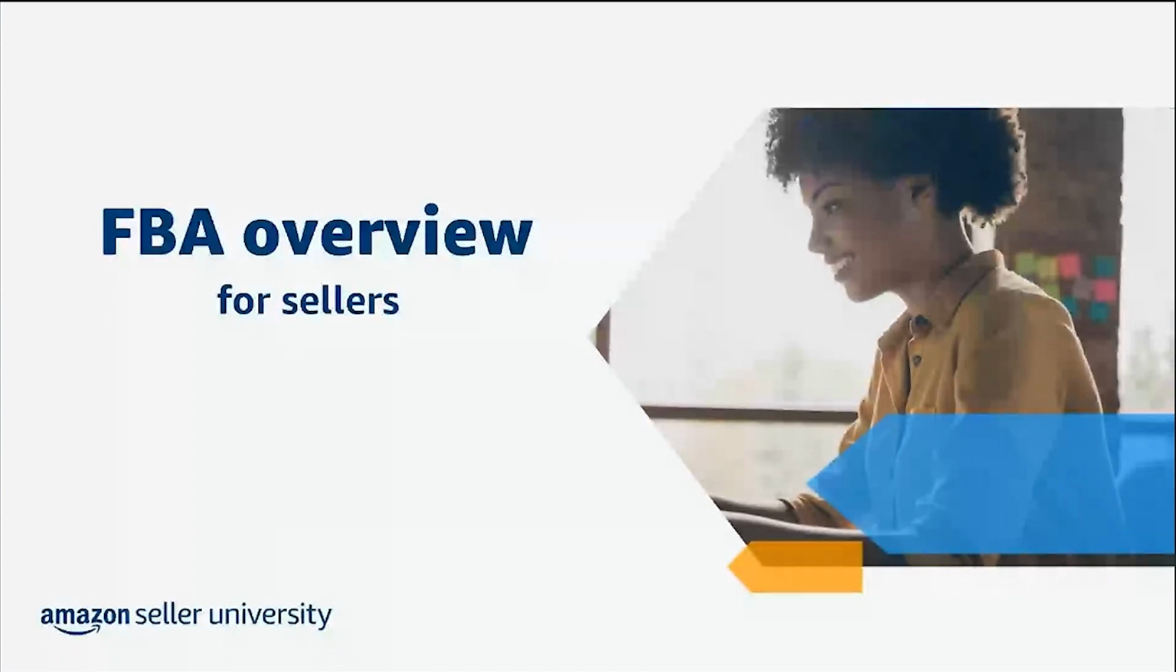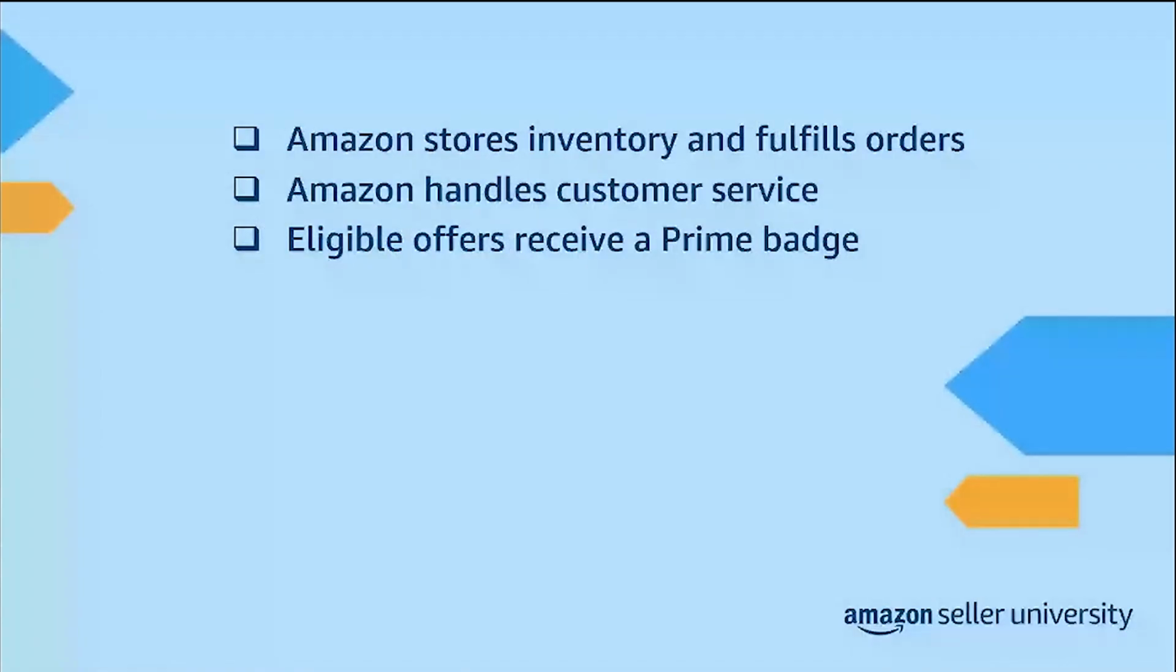As a reseller, FBA can be a great choice when you're looking to automate more of your business. With FBA, you send your inventory to Amazon fulfillment centers. When you receive an order, we pick, pack, and ship the order for you. Amazon also handles returns, refunds, customer service, and provides tracking information for FBA orders, further streamlining your workflow.